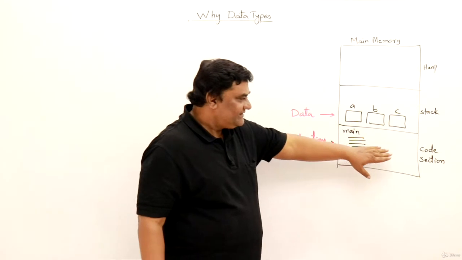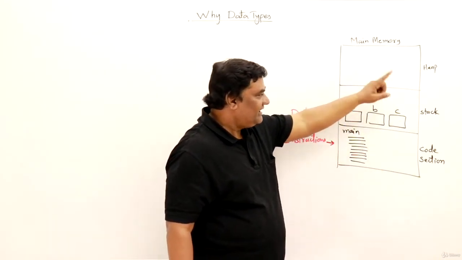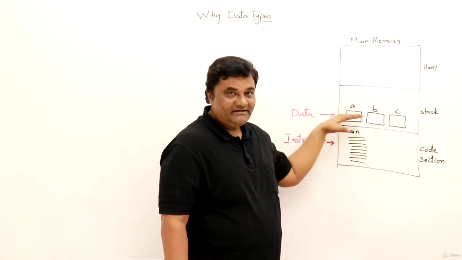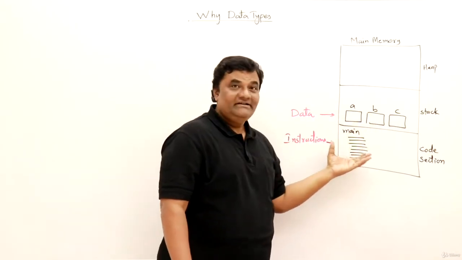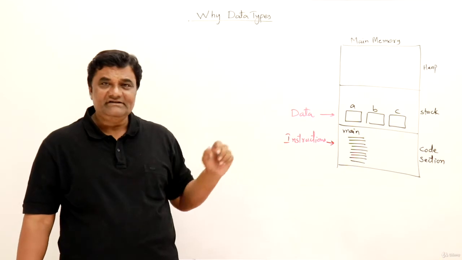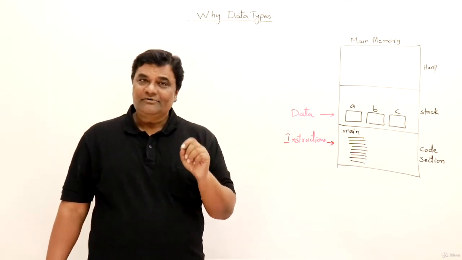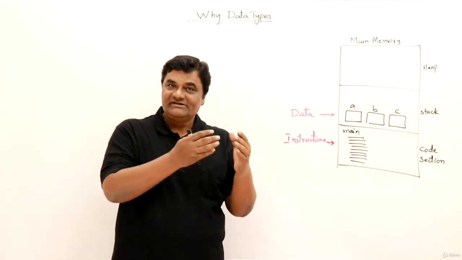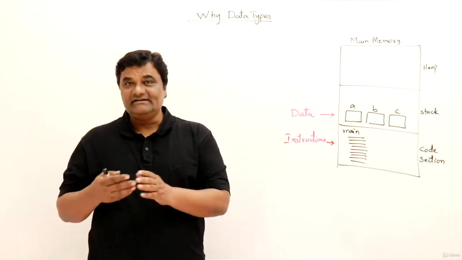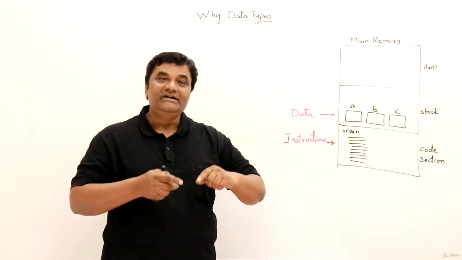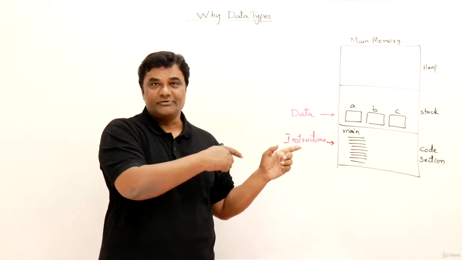I have shown there are three sections: the code section, the stack, and the heap. The stack will contain data, that is all the variables. Then the code section will contain instructions. This we have already seen in one of the previous videos. Now we write programs so that they perform operations on data and get some results, that is computational results. We want our work to be done by machines by executing programs.